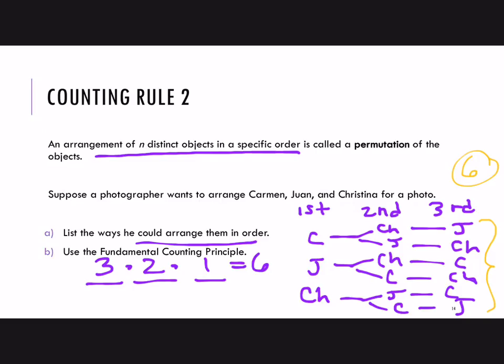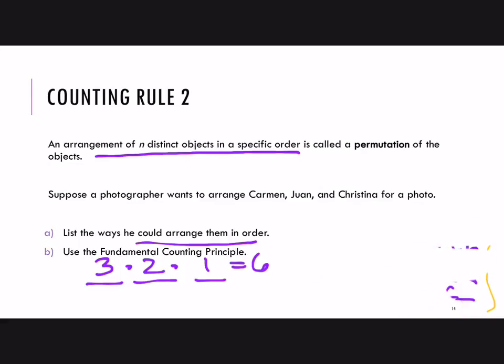Alright. Now think about how this problem would change if we had 5 people. And we won't make the whole tree diagram, but basically you would have 5 people who could stand in the first spot.